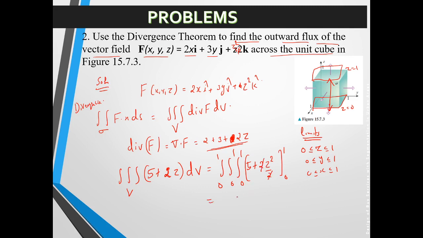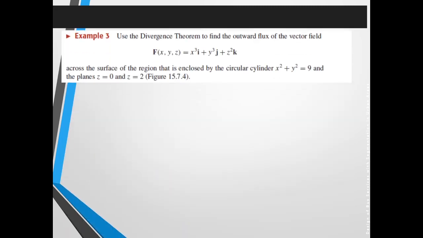So this is the integral from 0 to 1, 0 to 1 of 6 dx dy. If you calculate this, you will get the answer 6. So now the integral becomes very easy. Now you do another problem.